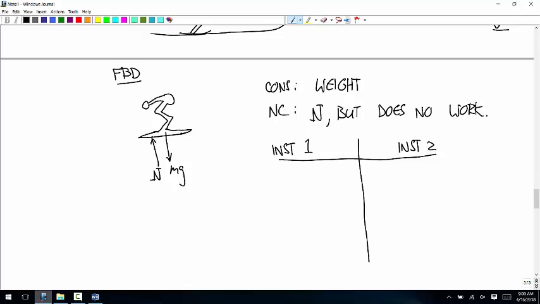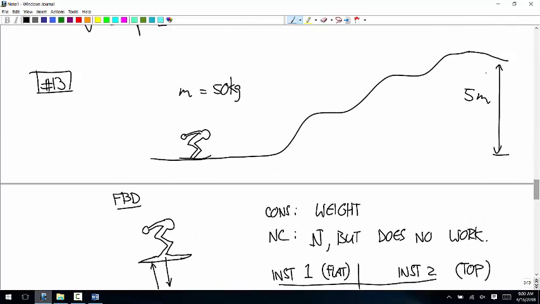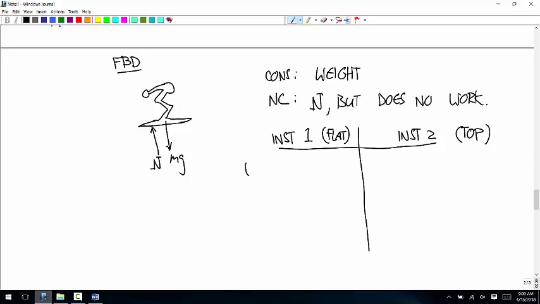Yeah, so this is at the top. This is on the flat. We can choose the flat as our height equals 0. So what's the gravitational potential energy along the flat? 0, yep, 0 height. And kinetic energy?